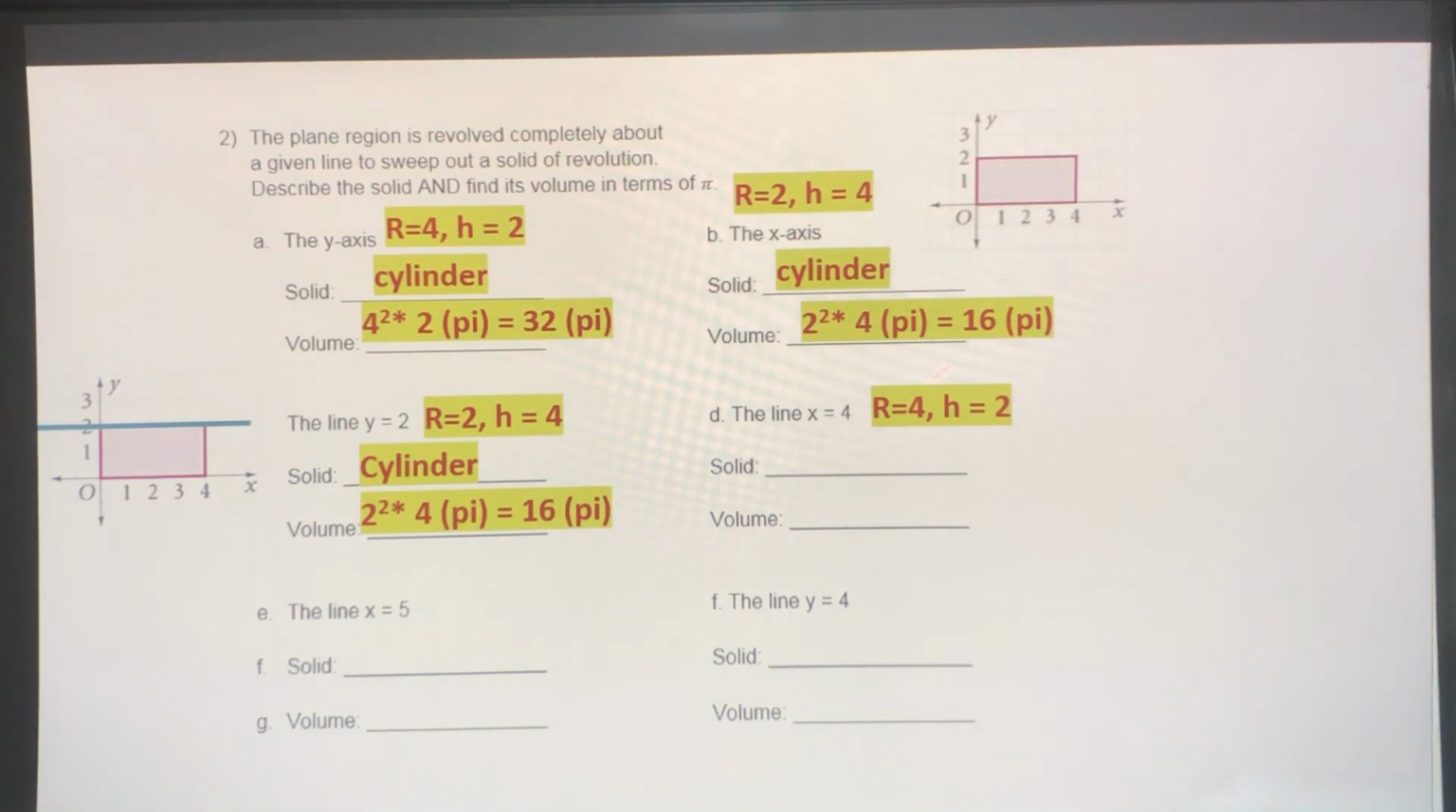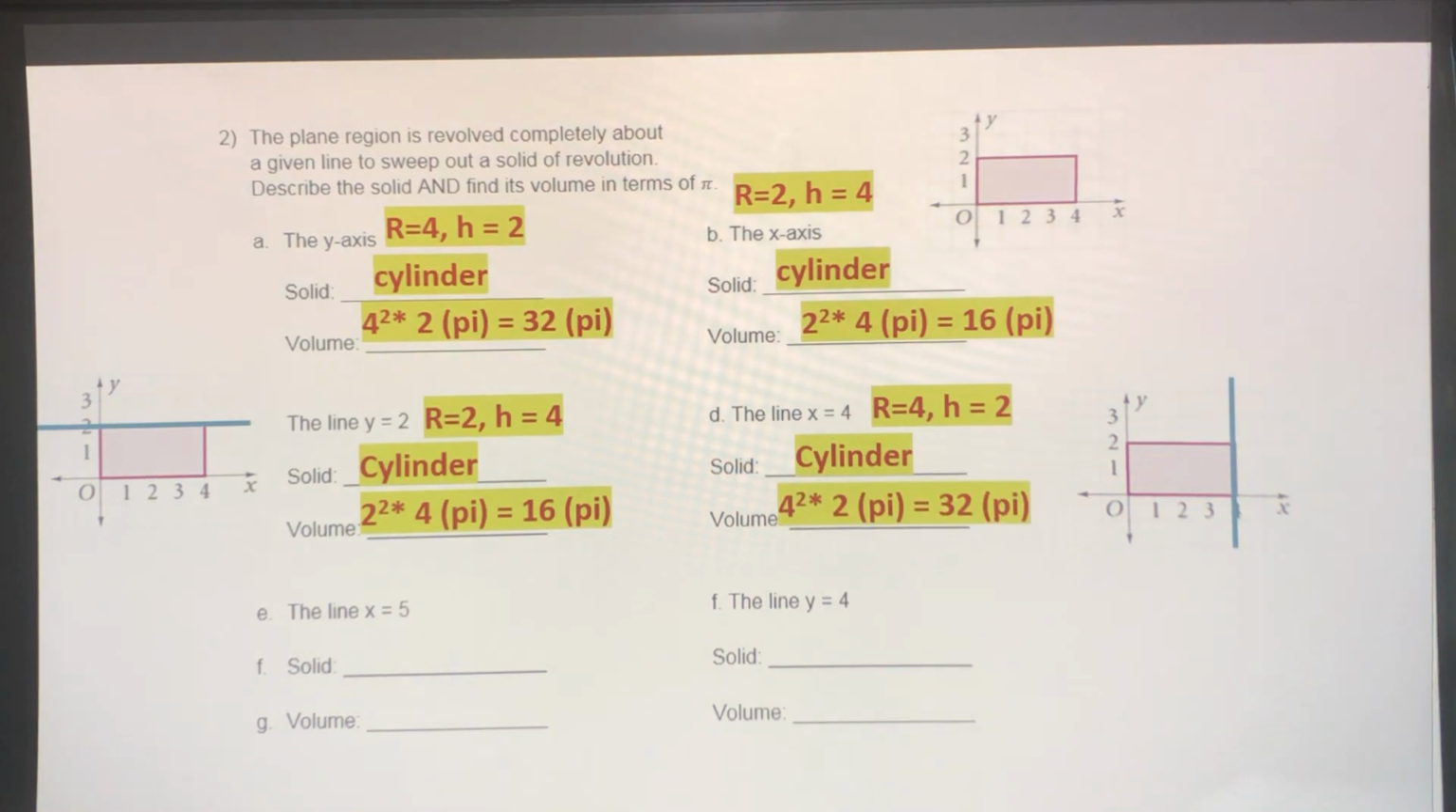All right, for the line x equals 4, that's going to be the line on the right side. So we can see that over here. It's the line on the right, and we're going to rotate this thing to the right in a circular motion. What's going to be created is a cylinder. Now, when we rotate this to the right, 4 is going to be our radius and 2 will be our height. So we plug these into our formula and we get a volume of 32 pi.